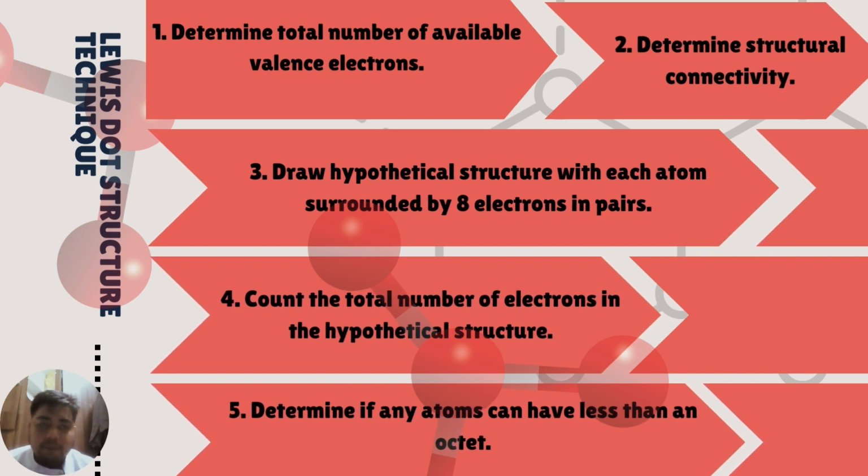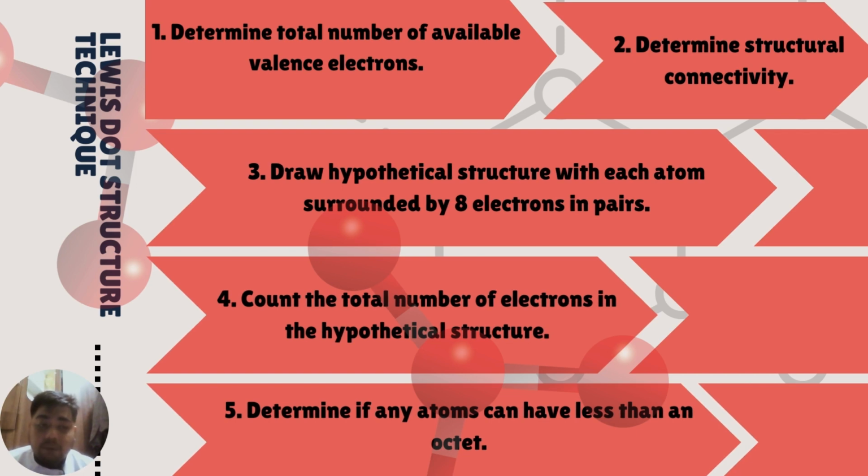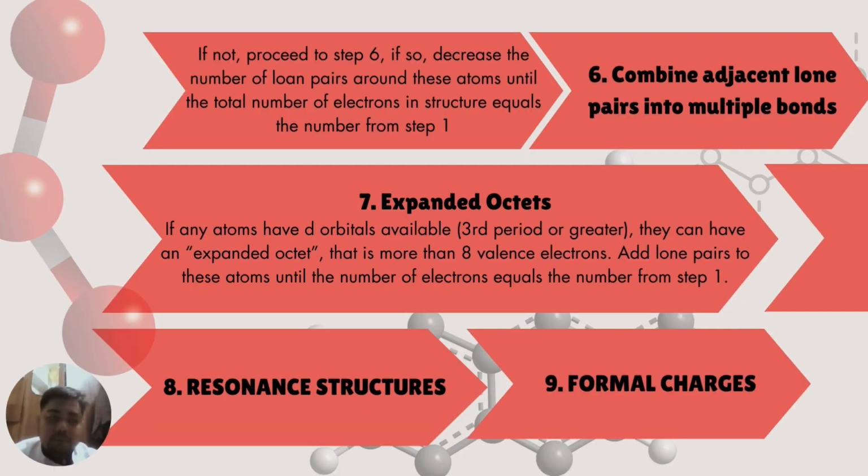Step 5 is to determine if atoms can have less than an octet, like hydrogen that can only have 2, group 2A that can have a quartet or 4 electrons, and group 3A that can have a sextet or 6 electrons. If not, then proceed to step 6. If so, then decrease the number of lone pairs around these atoms until the number of electrons in the structure equals the number from step 1.